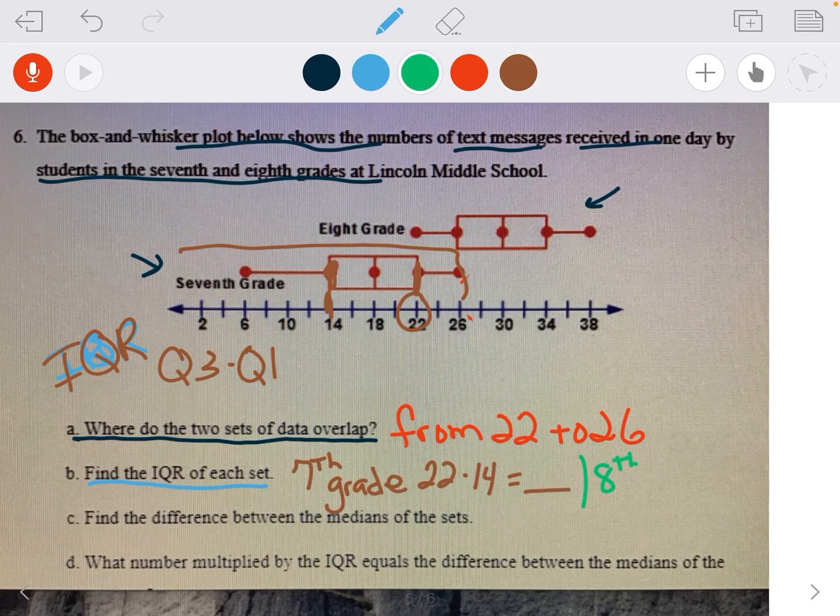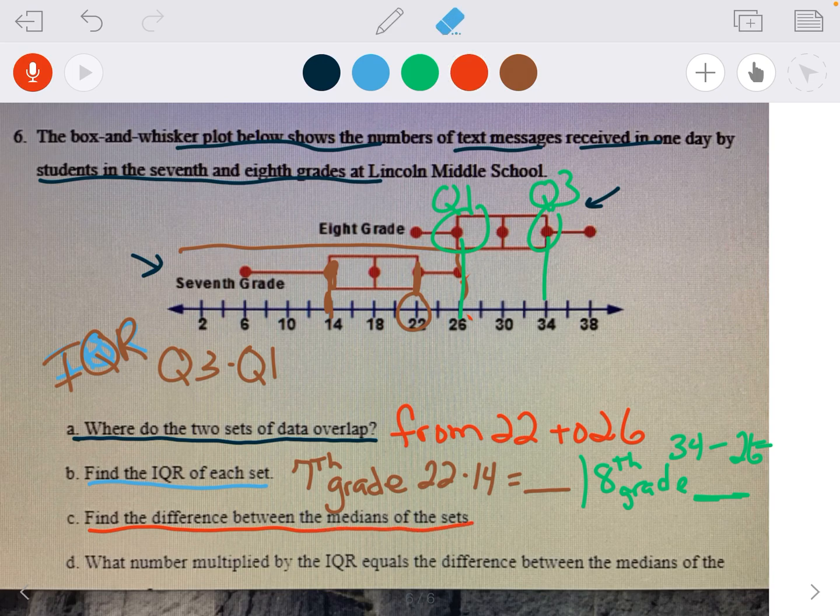Do the same thing for 8th grade for the same part. 8th grade. Okay, quartile 3 is 34 minus quartile 1. Let me write it here so you can see it. Quartile 1 is 26. You subtract those 2 numbers and write them there. You're done. You've got one more question to answer. I'll tell you why it's only one in just a moment.